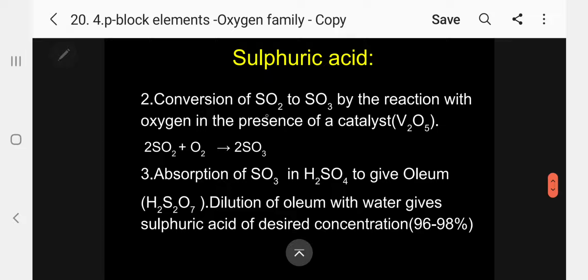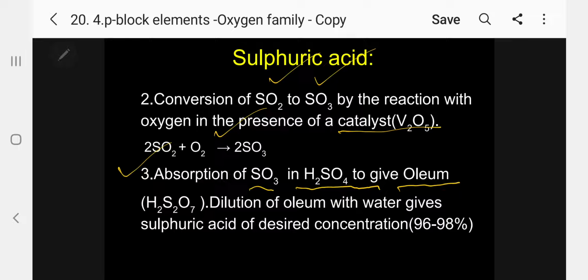Step 2, conversion of sulfur dioxide to sulfur trioxide by reaction with oxygen in the presence of catalyst vanadium pentoxide. Please follow. So this is the reaction: 2SO2 + O2 gives 2SO3. The third step, absorption of SO3 in sulfuric acid to give oleum.